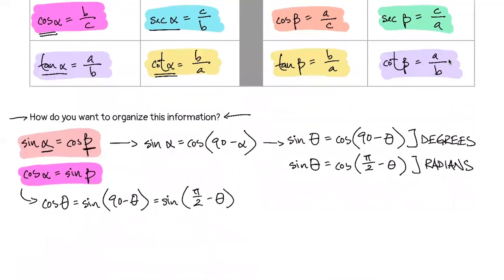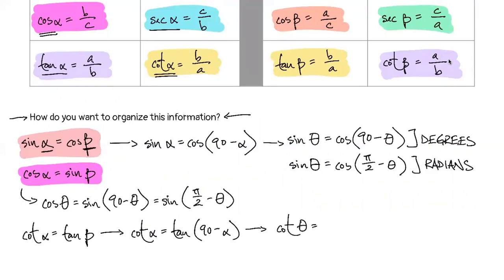So let's write down one more cofunction identity. I could do the yellow pair. So I can say that cotangent of alpha equals tangent of beta, which means that cotangent of alpha equals tangent of 90 minus alpha. And then in our general form, we could write cotangent theta equals tangent of 90 minus theta, or we know that 90 and pi over 2 are the same, so we could interchange them. So this one is for that yellow pair. Again, after class, take some time to look at the green pair, the blue pair, and the purple pair, and think about how you write the cofunction identities for those.